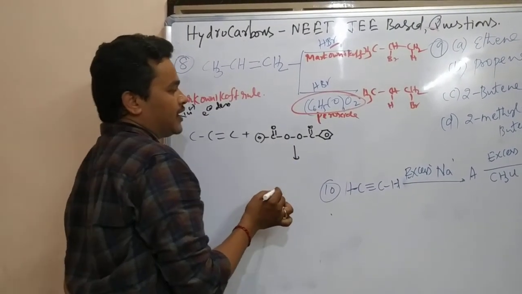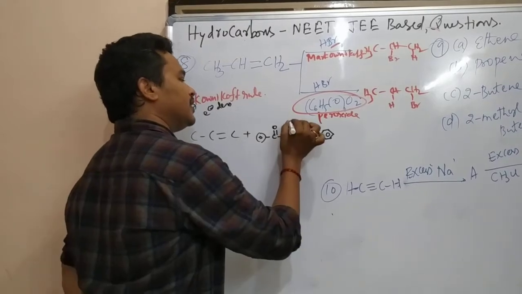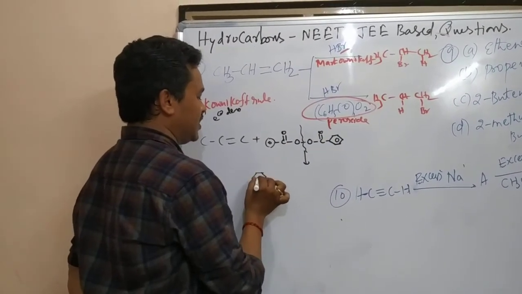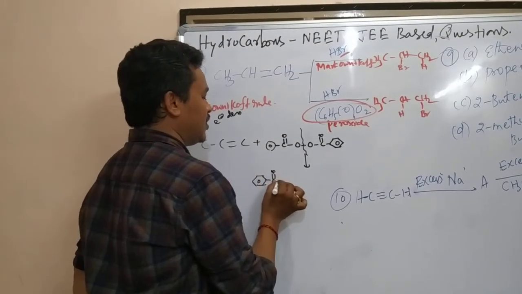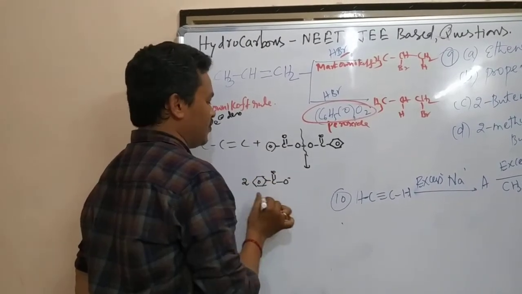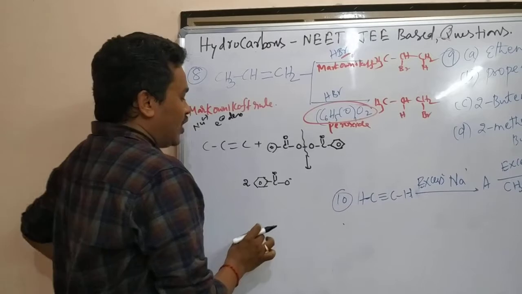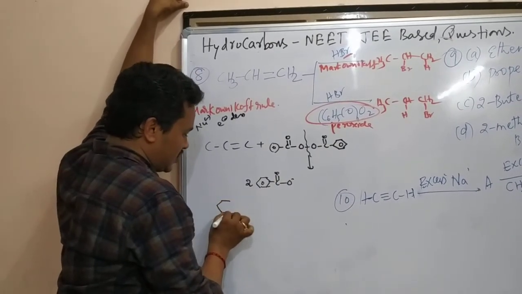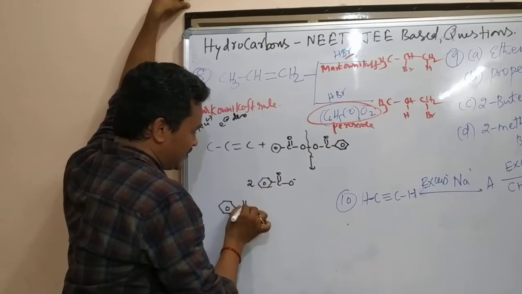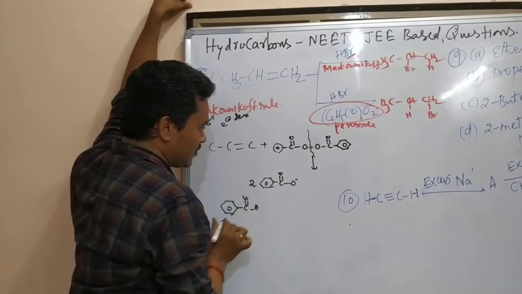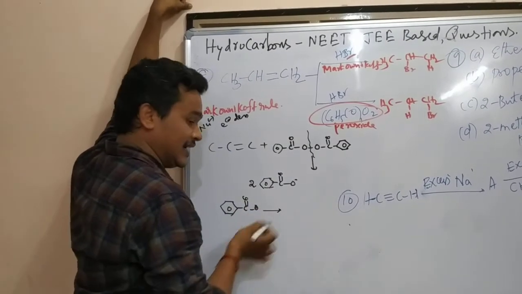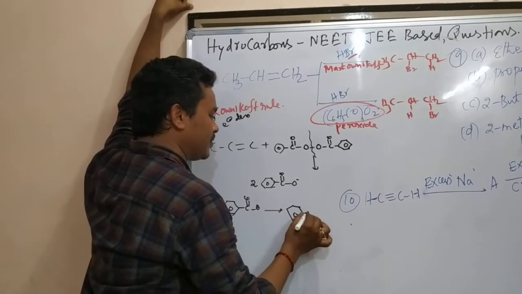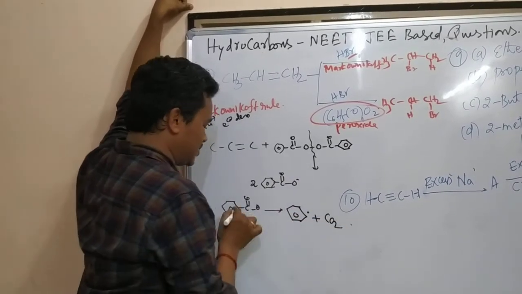What is going to happen here? It is going to break here. What is forming? Like this it is going to form. It is a mechanism. C double bond O, 2 times it is going to form. Then it is going to react with HBr. One of these is going to react with what? This one itself reacting. What is forming? Phenyl radical and CO2. This is breaking here.